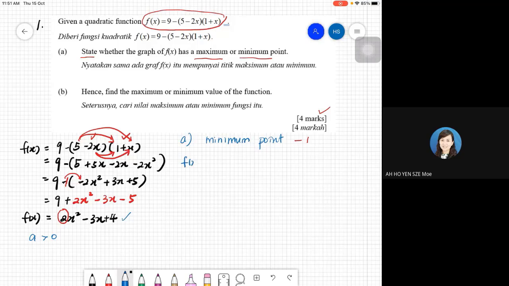Okay, so direct, just like just now, I will show you. Okay, copy back the function. Okay, the next step, first 2 term. Okay, don't throw away, then plus this one square minus square, then plus 4. Can or not? Is it right? Is this correct, the way I do it just now? Betul ke tak?